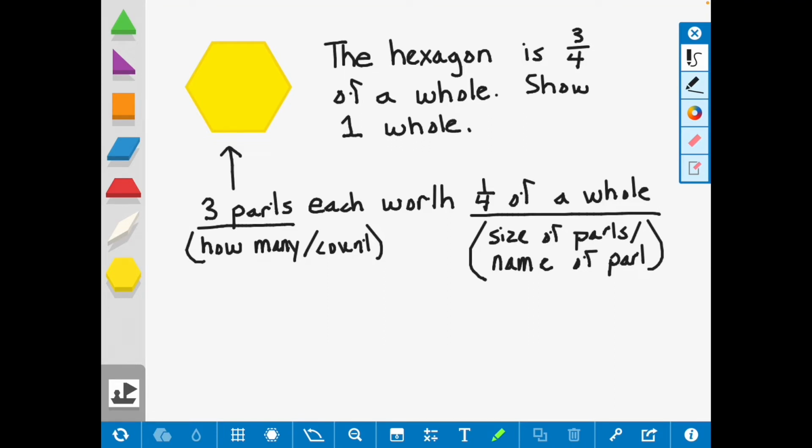So our task is to divide or partition the hexagon into 3 parts, and then we'll name each of them 1/4. We know that the blue rhombus fits onto the hexagon if I can put 3 of them on. So I have 3 parts, 1, 2, 3 of the blue rhombuses, and I'm going to name each of them a 4th.